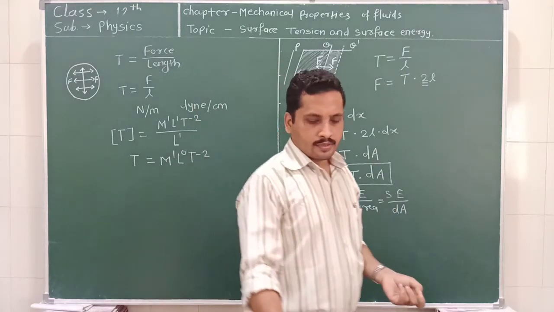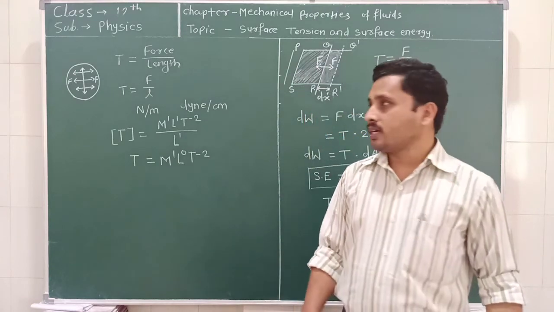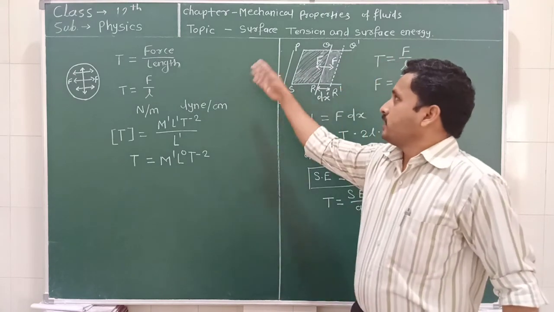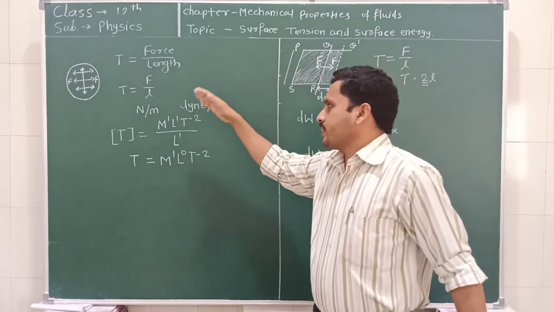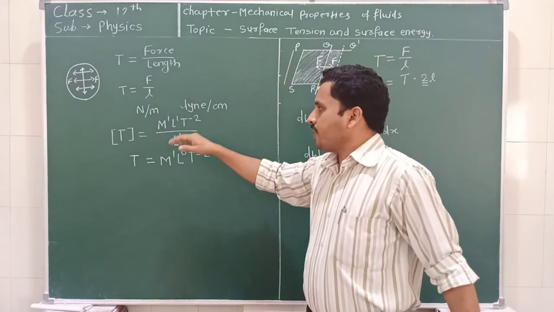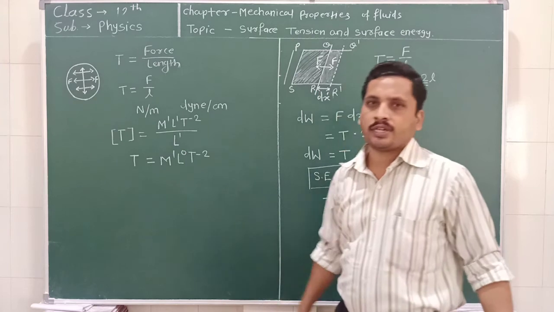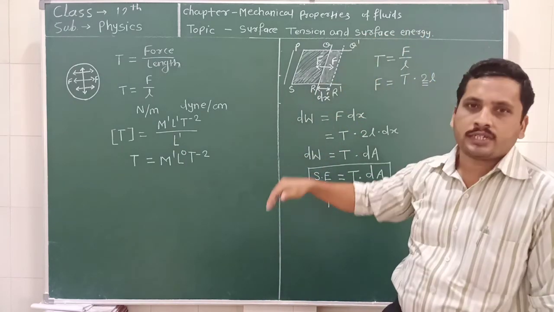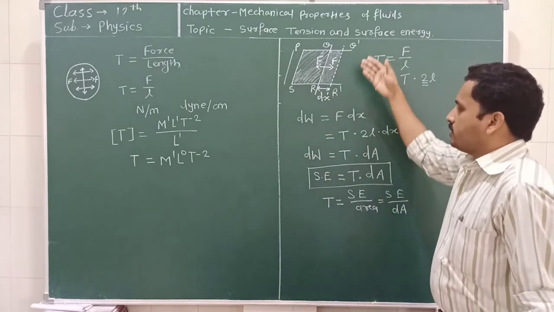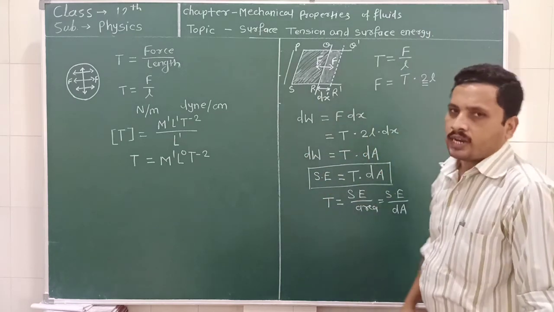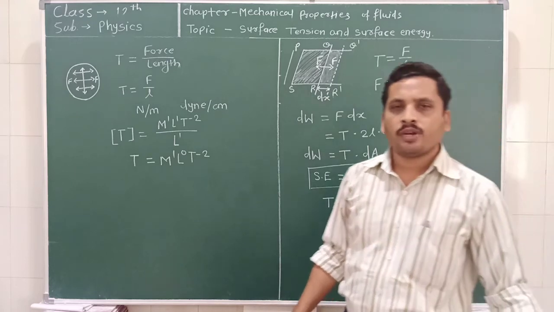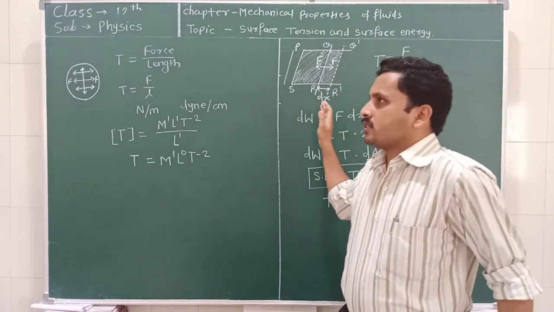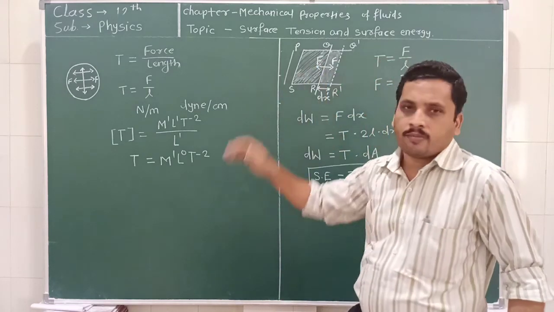So in this lecture we discussed the surface tension definition, its SI unit, CGS unit, and its dimension. We moved towards the surface energy, and then we derived a simple relation between surface energy and surface tension. So in this lecture we discussed all about surface tension and surface energy.